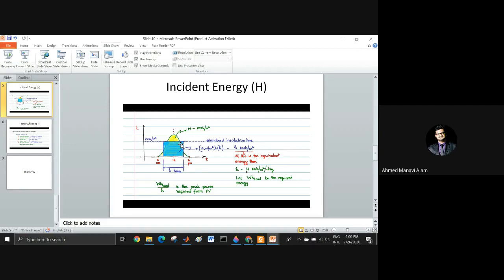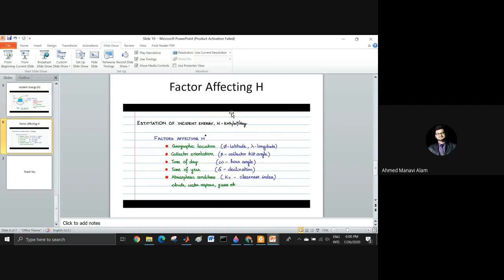So these things are not similar everywhere. That is why one of the most important factors affecting incident energy is geographic location. Geographic location actually determines the shape of our solar insolation curve.